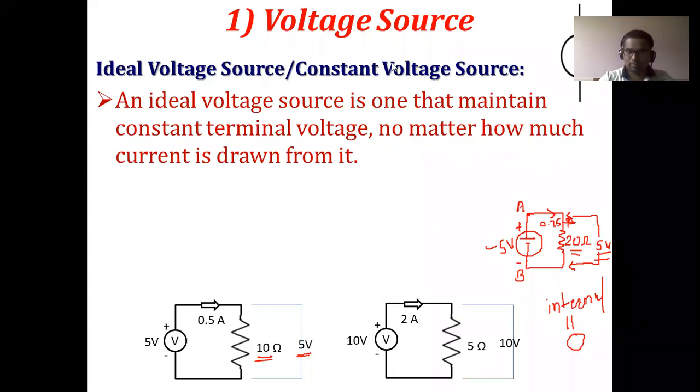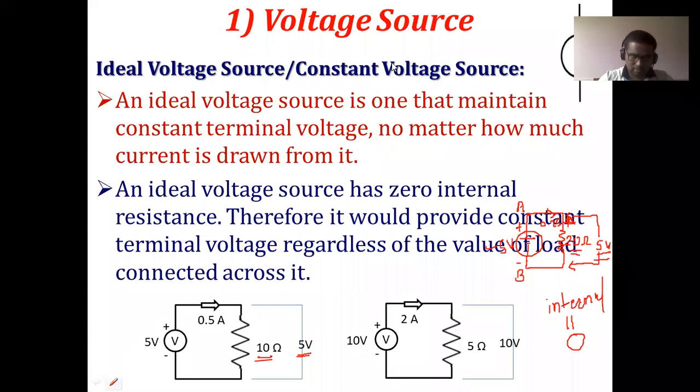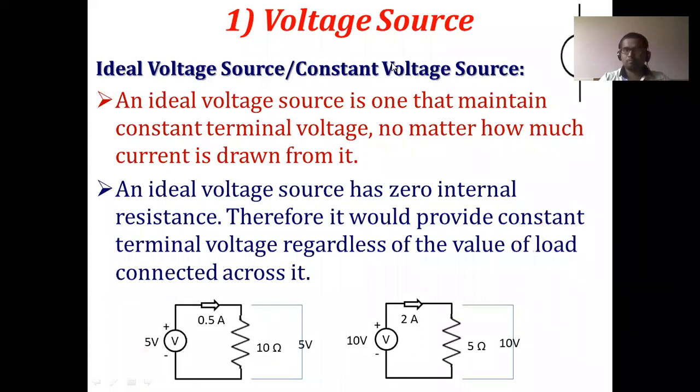Try to read this point. Let me remove the written part so that you can easily read that point. Is it right? An ideal voltage source has a zero internal resistance. This is the basic reason why the ideal voltage source maintains a constant voltage across the terminals. Because an ideal voltage source has zero internal resistance, it provides constant terminal voltage regardless of the value of the load connected to it. Is it right? So up to this much, I think we have discussed the previous things.